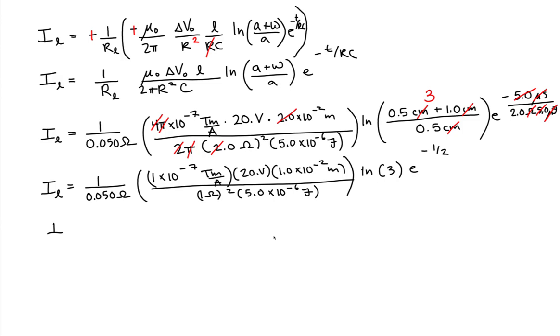When I plug this into my calculator, I get that the induced current in the loop is equal to 0.05 amps. And you should double check the units. You know, we have a Tesla, some meters, some amps, some ohms. Double check the units as an exercise. But the result I get is that the induced current in the loop is equal to 0.05 amps in the counterclockwise direction.